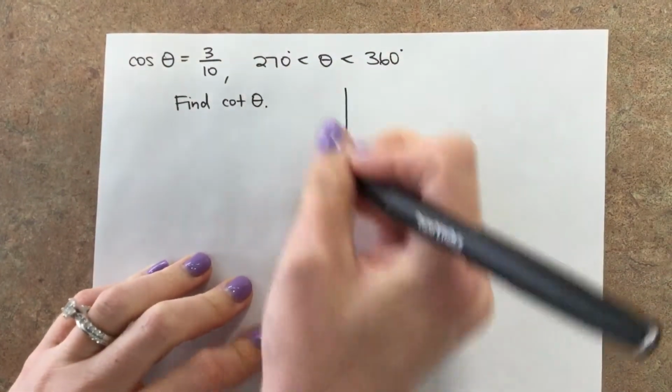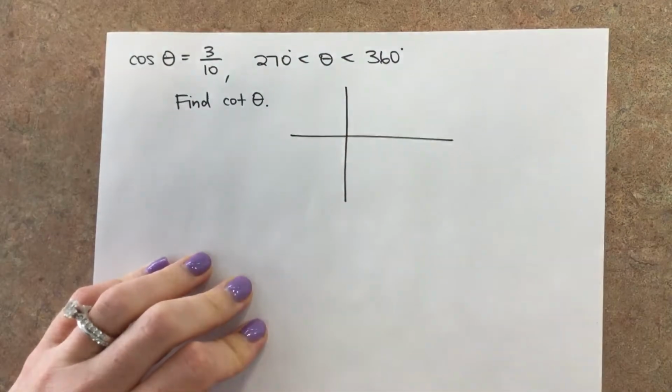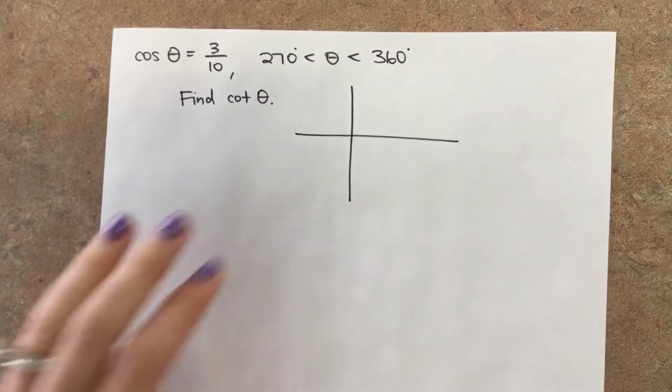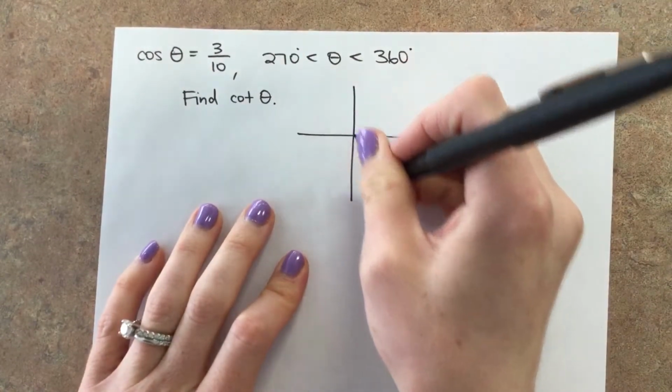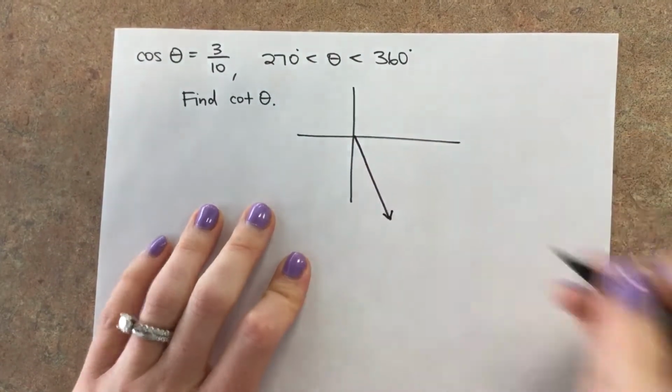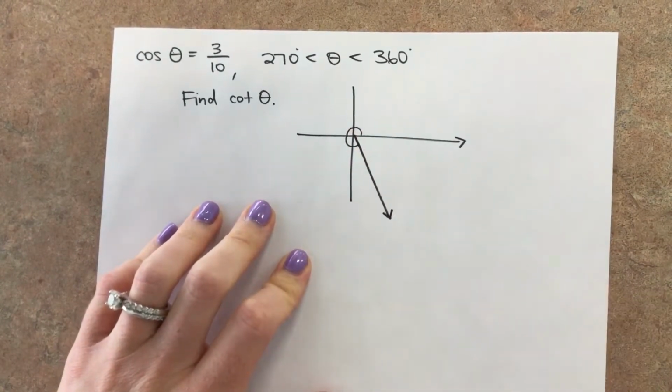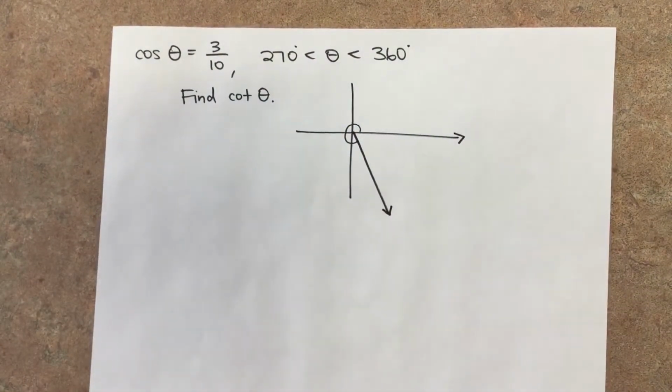Okay, so our angle is somewhere between 270 and 360, so it doesn't matter where. Just do your best to estimate approximately where that would be. So just put it somewhere in that 4th quadrant. All right, so this entire thing becomes your angle. The important part of these problems is not what exactly the angle looks like. It's just important that it's in the 4th quadrant.